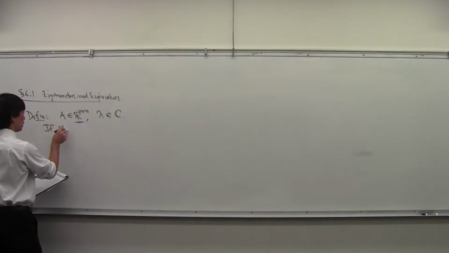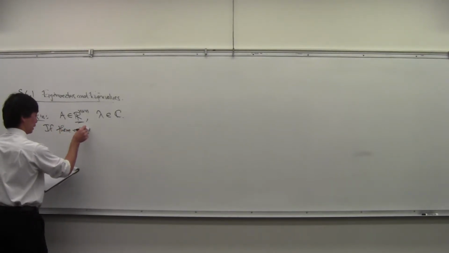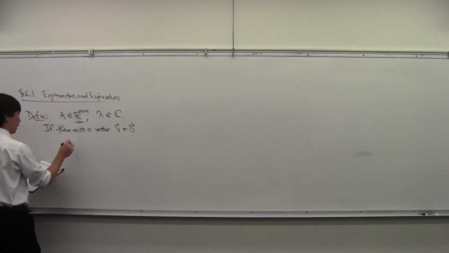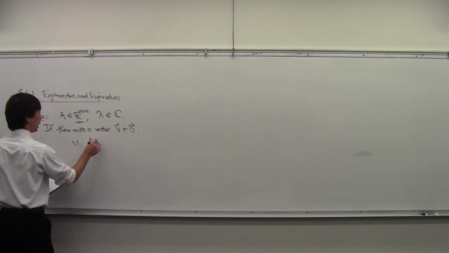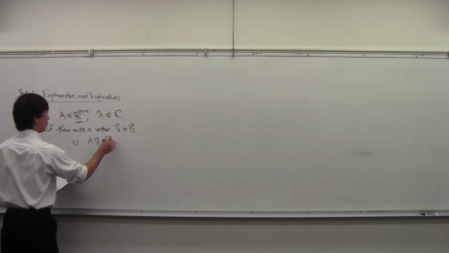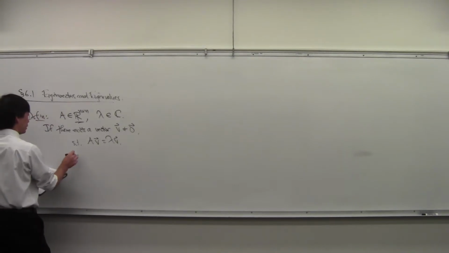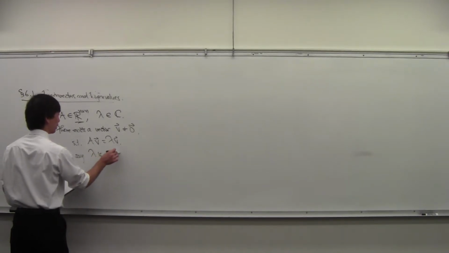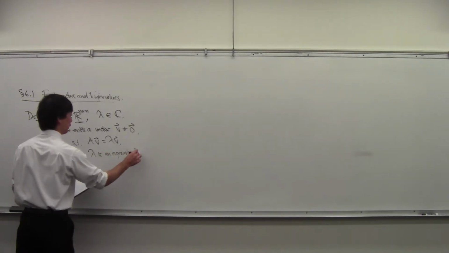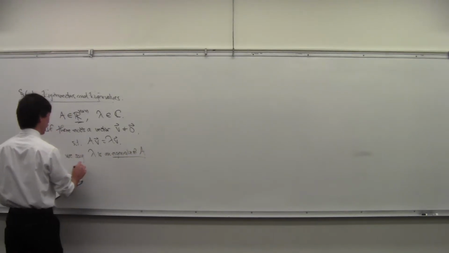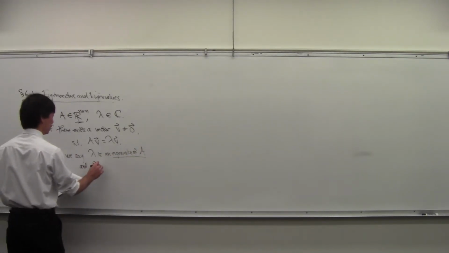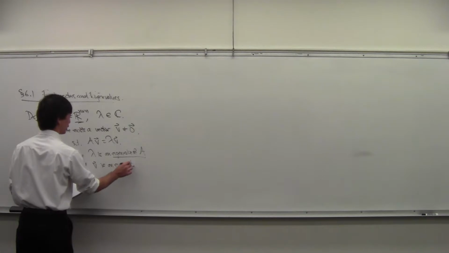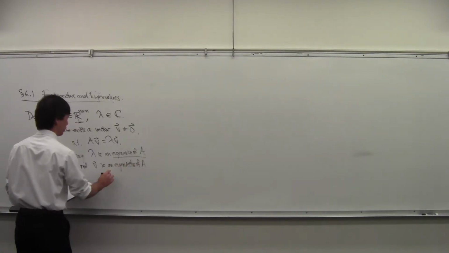If there exists a vector v non-zero such that A times the vector equals lambda times the vector, we say that lambda is an eigenvalue of A, and that v is an eigenvector of A with eigenvalue lambda.